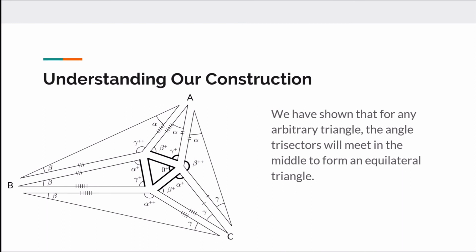We have shown that our triangle constructed around the equilateral triangle is valid, and this process can be repeated for any arbitrary triangle and give us the same result of an equilateral triangle in the intersection of the trisectors. Amazing. It's a miracle. It's Morley's miracle.